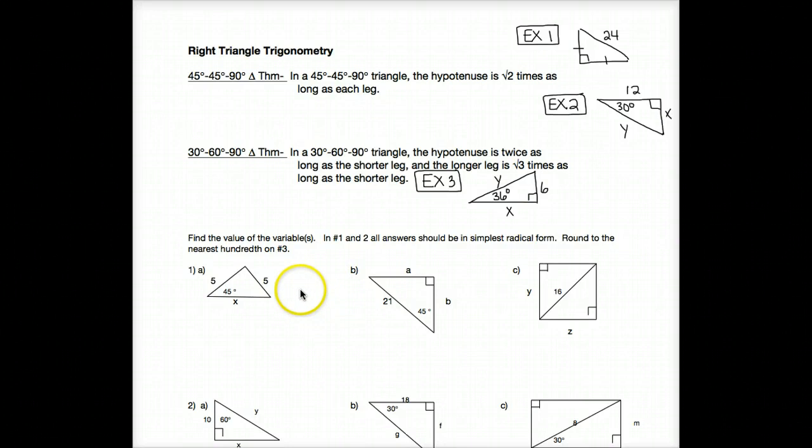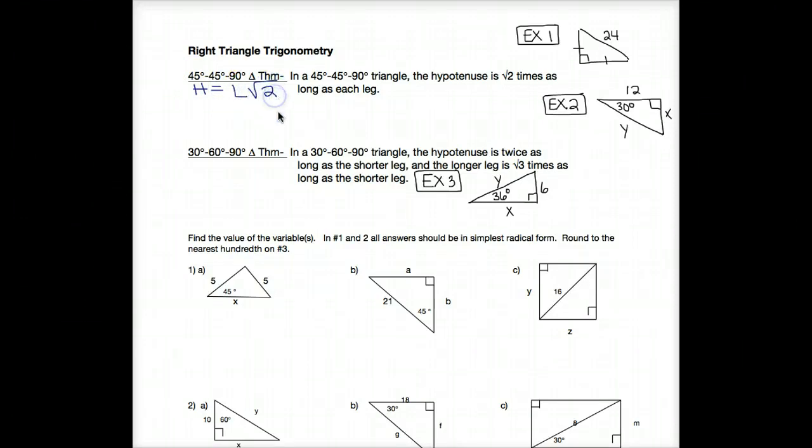Okay, so when we look at these two theorems that you learned in geometry, the 45, 45, 90 triangle theorem says that if you have a 45, 45, 90 triangle, then the hypotenuse has to be radical 2 times as long as each leg. So that is telling us, if we were to write it in formula form, that hypotenuse equals leg times radical 2.